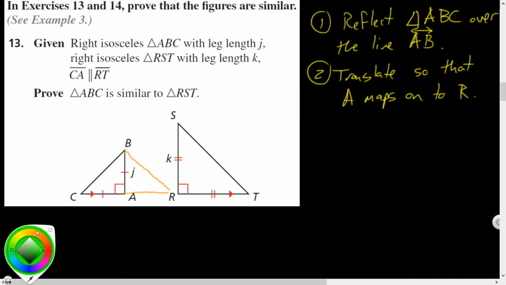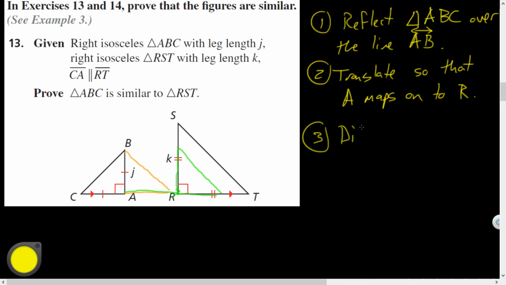Okay, so let's see. I'll make this one so that it's going to go like this, and it'll look something like that. There we go. And now what do we need to do? Dilate by a scale factor of what? Yeah, what do you think, Josh? It's image over pre-image. I think he's got it. K over J.